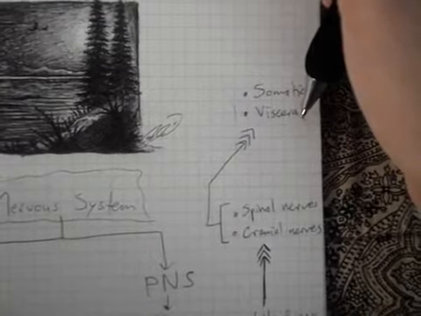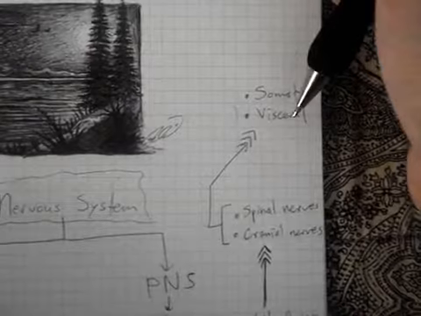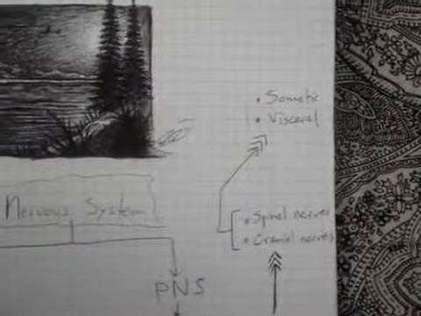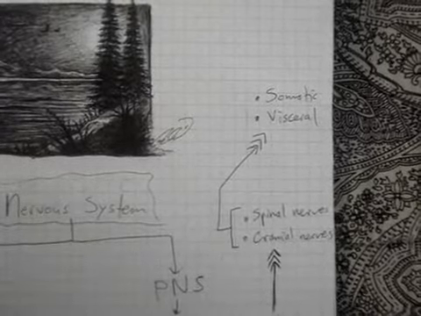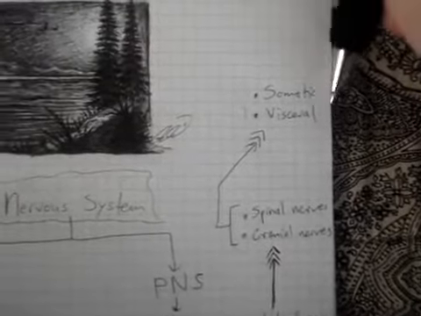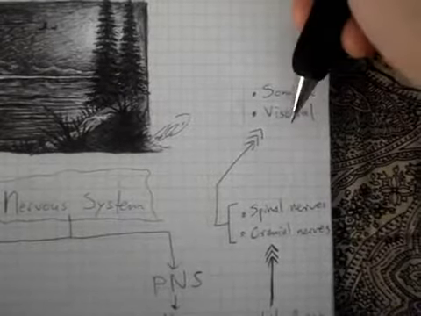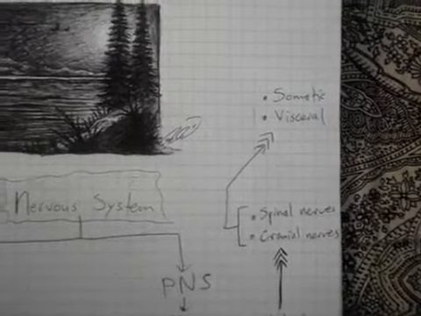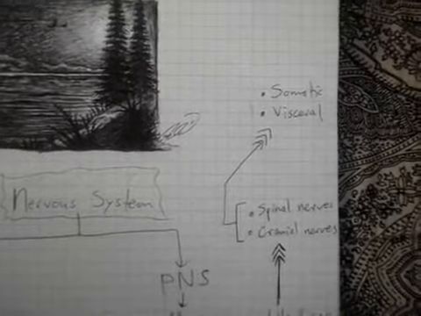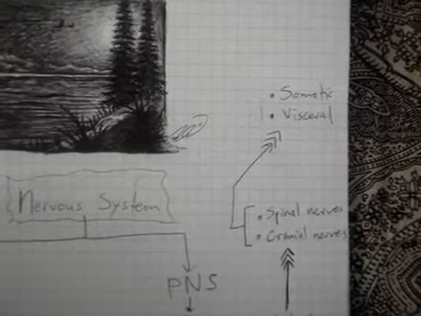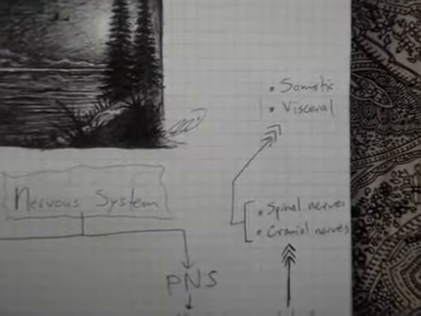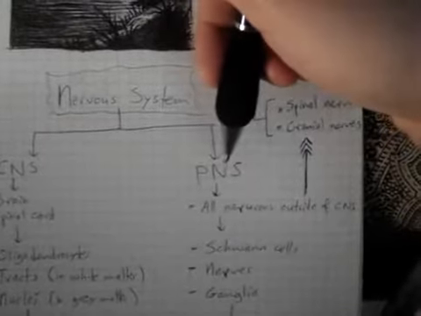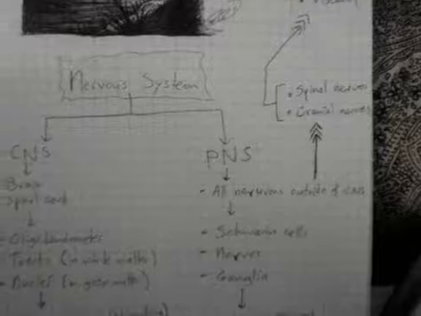Visceral sensory, for example, the sensation of taste, or when you get some injury to your internal organ like the stomach, you'll sense pain from there. And visceral motor, for example, your salivary glands that secrete saliva in your mouth, or to increase your heart rate. So you have somatic and visceral within those spinal nerves and cranial nerves, which are part of the peripheral nervous system. Okay, so now we will begin the brain.